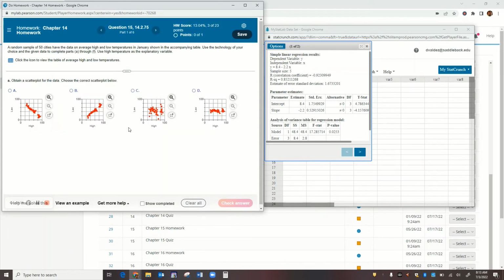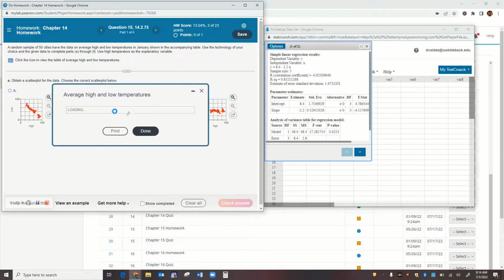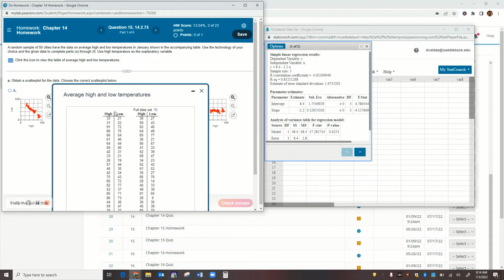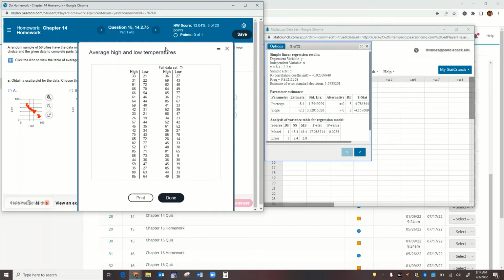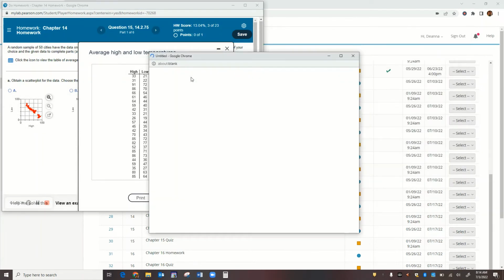This one's more spicy. A random sample of 50 cities have the data on average high and low temperatures in January shown in the accompanying table. Use the technology of your choice and the given data to complete parts A through F. Use high temperature as the explanatory variable. So explanatory is X. Here's the table of data values. You guys, this is when you're so grateful for StatCrunch. You really think you're going to sit there and enter this all in Excel or your graphing calculator? No, thank you. So open it there.